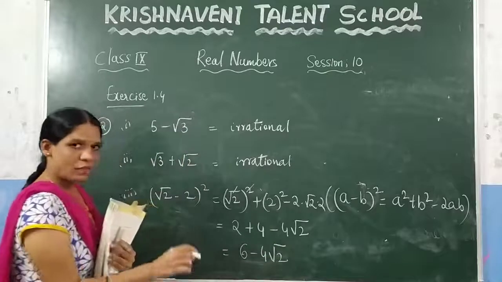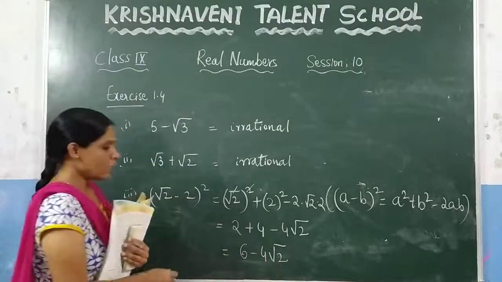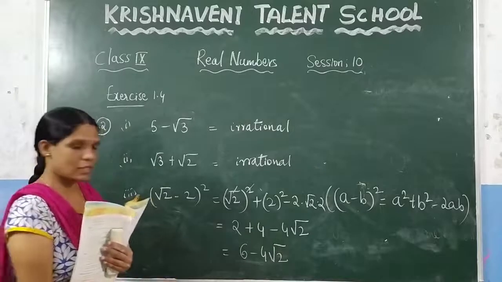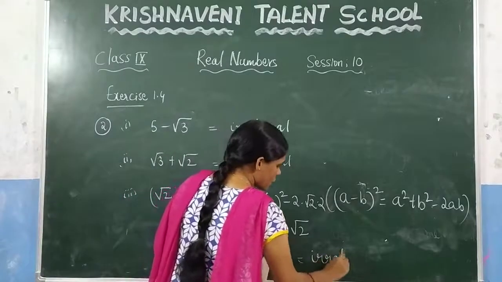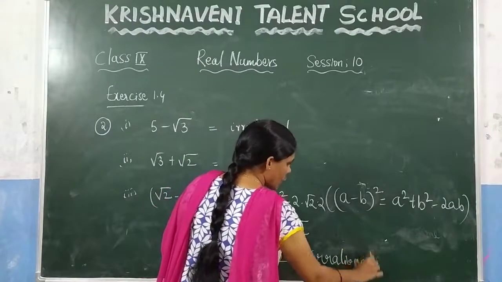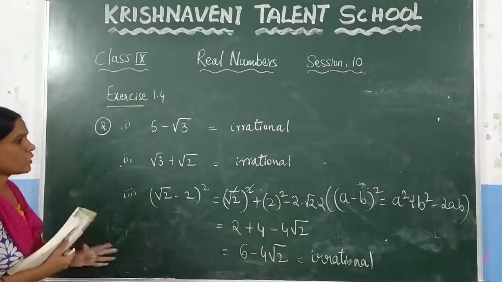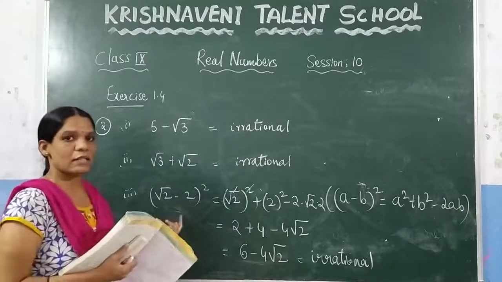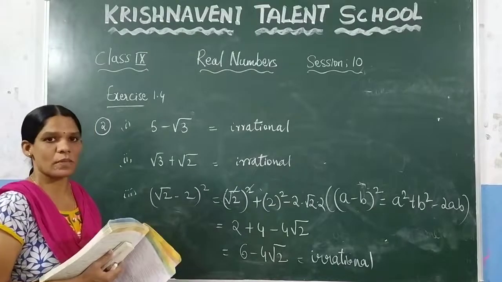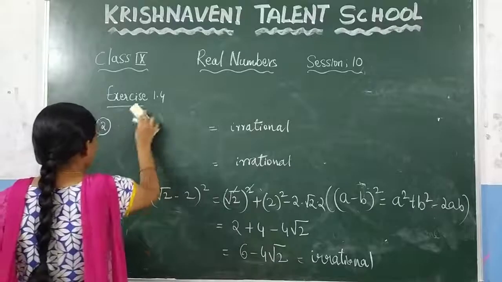Again here, one is a rational number and the other is an irrational number. You know that if one is rational and the other is irrational, the result will always be irrational. So it is also an irrational number. That means if one number is rational and the other number is irrational, then we can conclude that the result will always be an irrational number. Now see the next question.